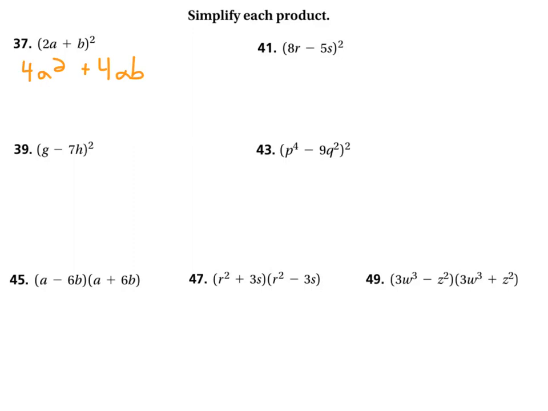And then for the last term, we take what's at the end, in this case it's b, and we square it. B times b, b squared. Yep, that's the answer.